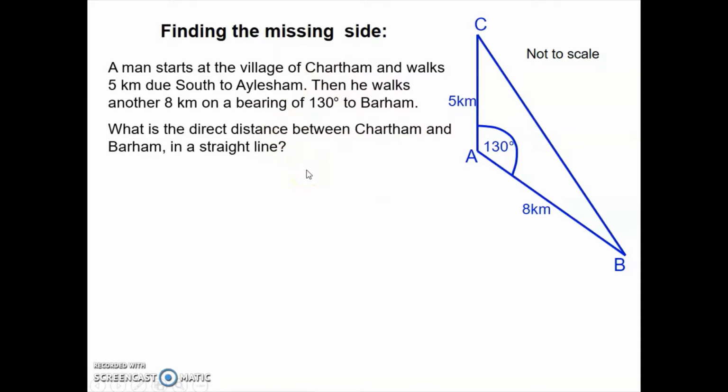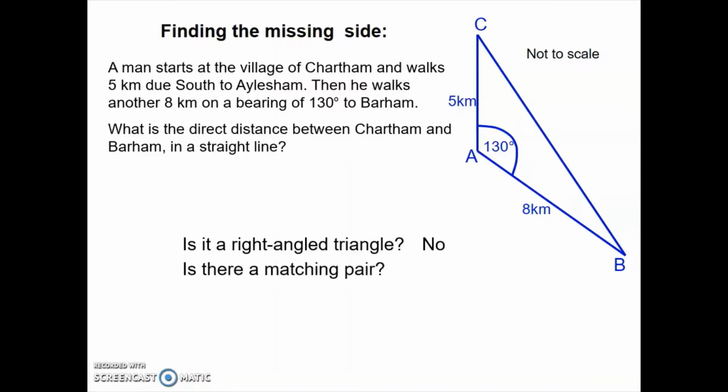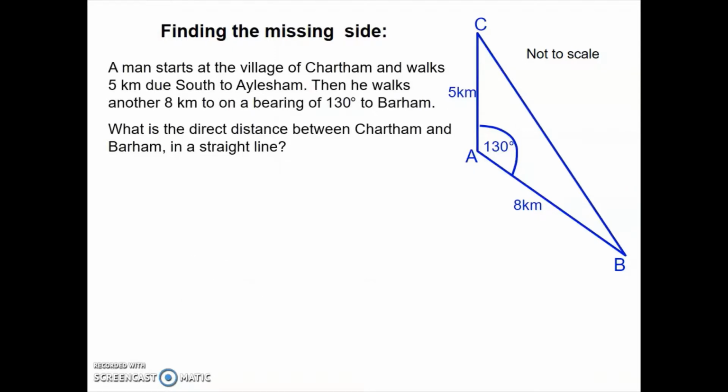So the way things are labeled up, what I'm trying to find is the length CB, which is going to be little a. So I don't need to relabel, it's already labeled correctly. Is it a right angle triangle? No, it is not. We don't have the matching pairs that would suggest using the sine rule. So we're going to use the cosine rule.